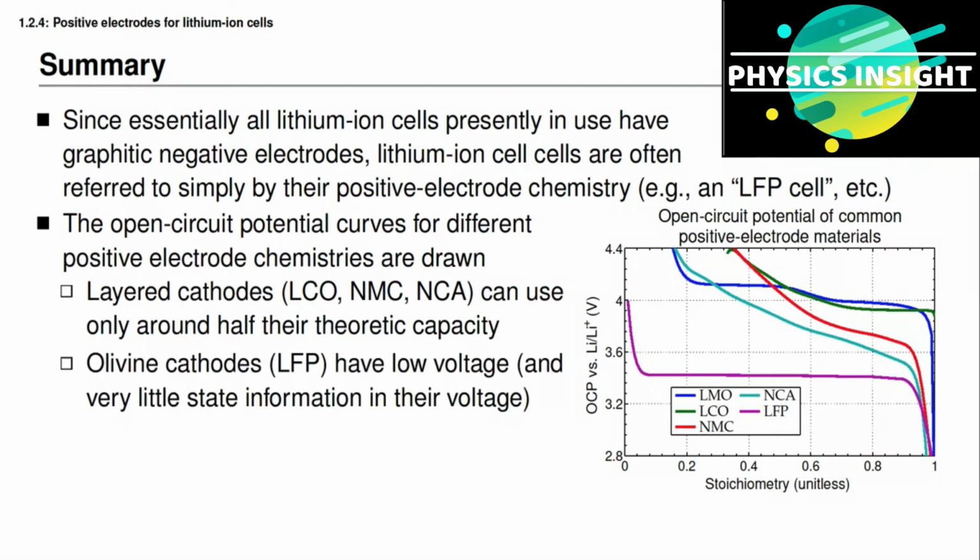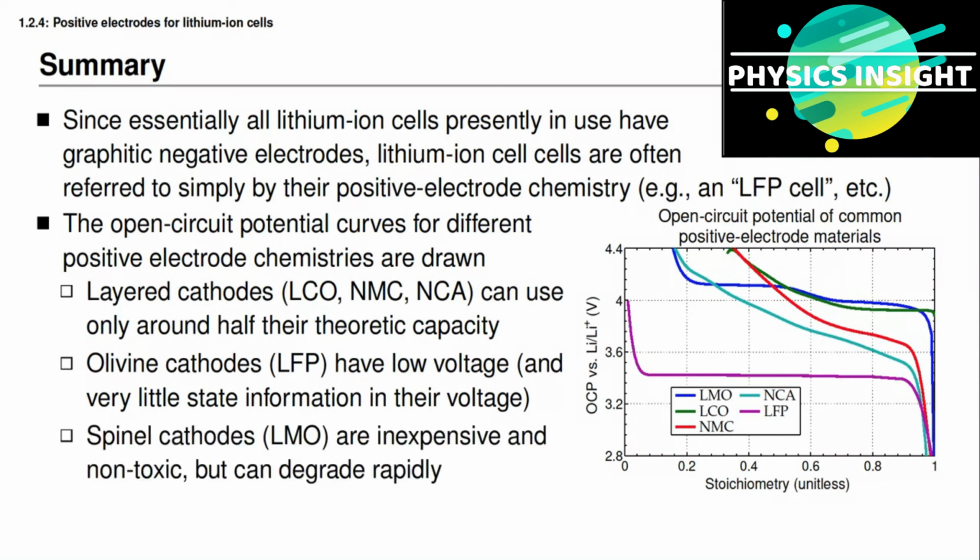We learned that the olivine positive electrode materials have low voltage and give very little state information in that voltage as well, and that the spinel positive electrodes are inexpensive and non-toxic, which is great, but that they also tend to degrade rapidly. So there are advantages and disadvantages of all of these materials.